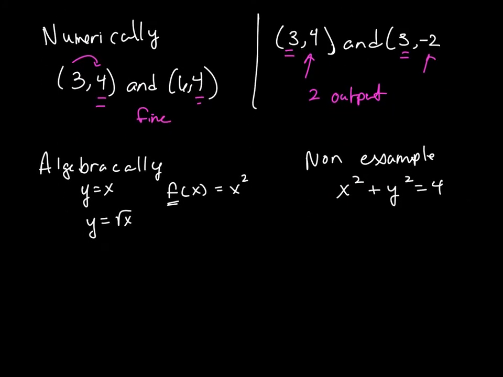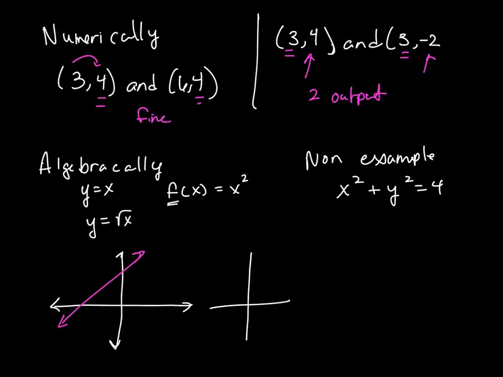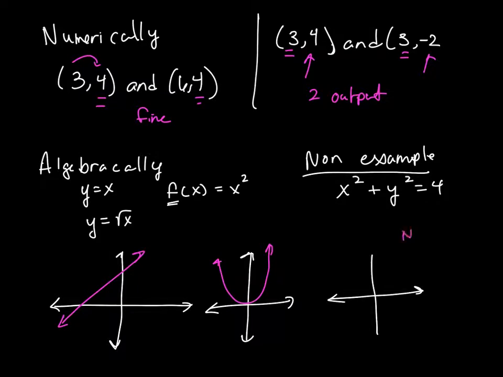Now, how do I know that's not a function? Well, because if I know what the graph looks like, the graph of a function could be a line. The graph of a function could also be a parabola. But again, if I want to look at what a non-example is, that circle. This is not a function.